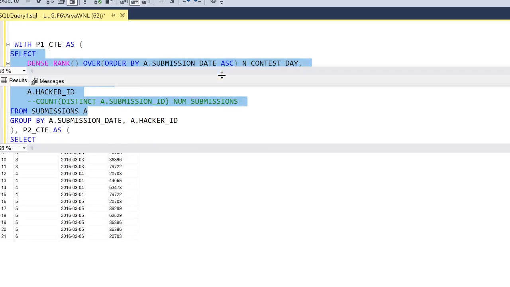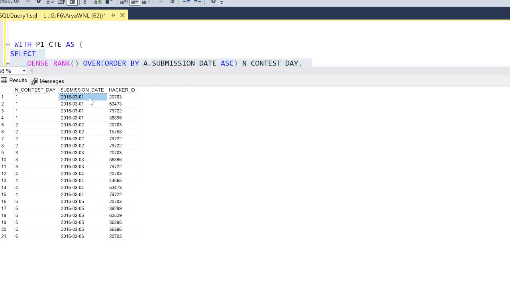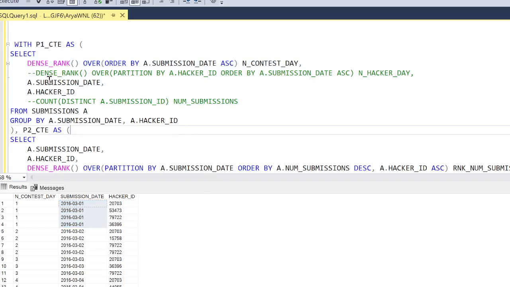Okay, now as you can see, let me focus on this one first. For 1st of March, these are the same, so the dense rank will be 1, 1, 1, 1, right? Because we are ordering by the submission date in ascending order, it will start from 1st of March, then 2nd of March, 3rd of March, and last 6th of March. I hope you understand. So you see the submission date, hacker ID, and this dense rank as the contest day. So 1st of March is the first contest day.